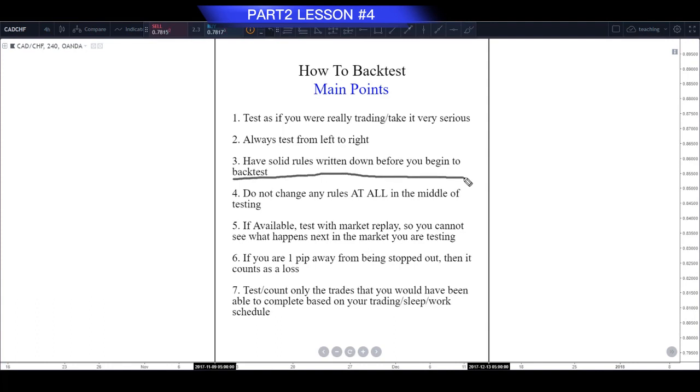Now, there is going to be a process before backtesting if you're creating your own strategy, that you go through the market and you just kind of pick out trades and start to create rules. This is not backtesting. This is strategy creation. So during that process, it's not important to have a solid set of rules written down.